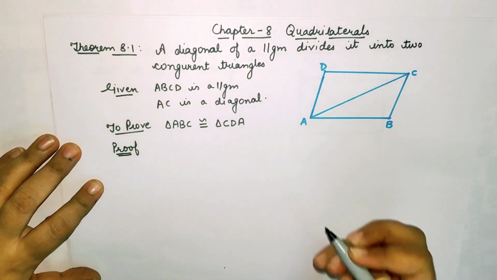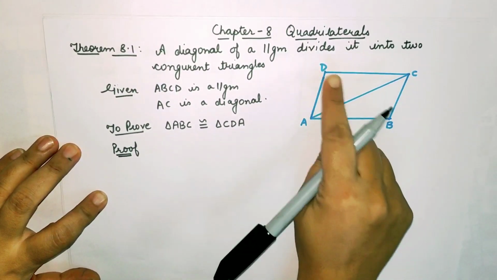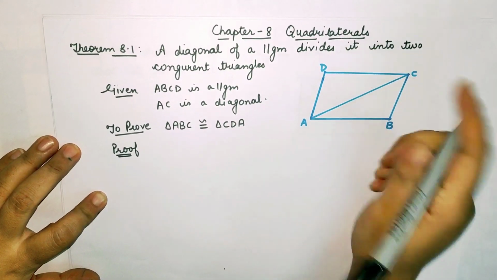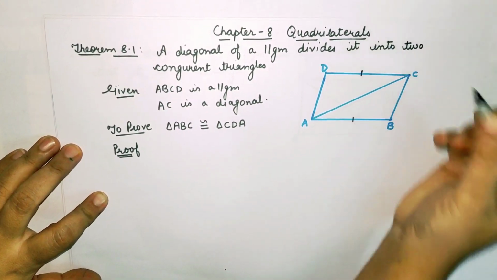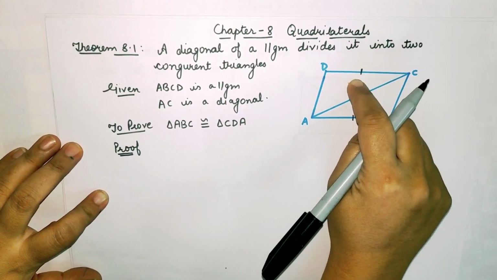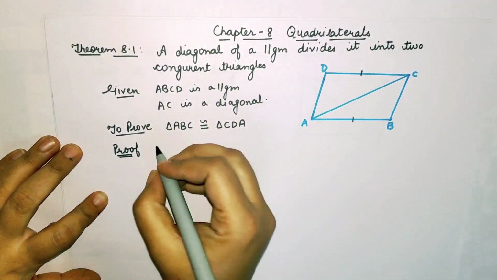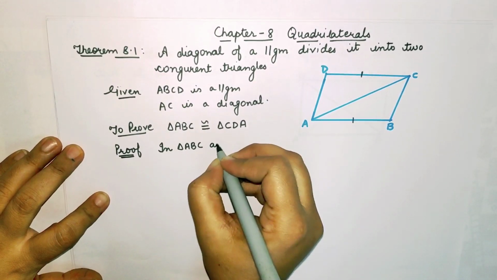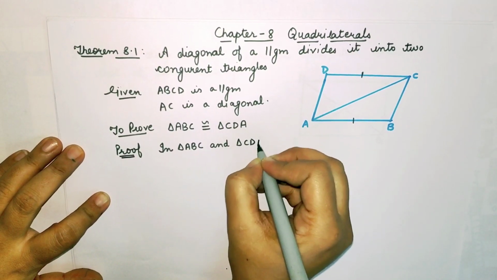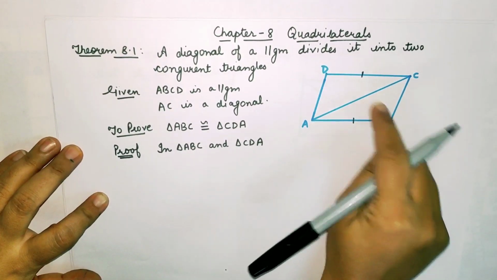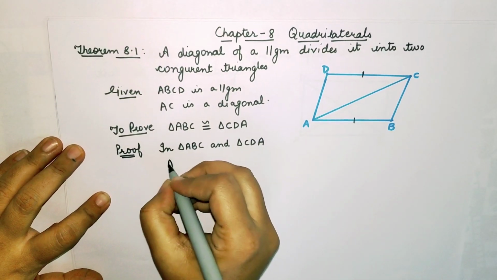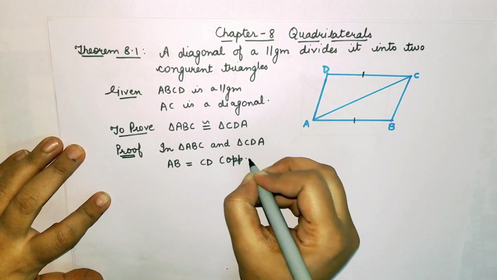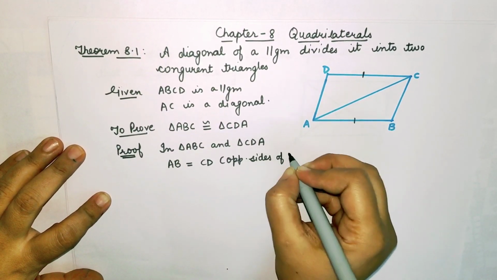Proof is, now we know that if ABCD is a parallelogram, then their opposite sides are equal. Their opposite sides are equal means if we take these two triangles, AB is equal to CD. Now we take these two triangles, triangle ABC and triangle CDA. We know that AB is equal to CD, as opposite sides of parallelogram.